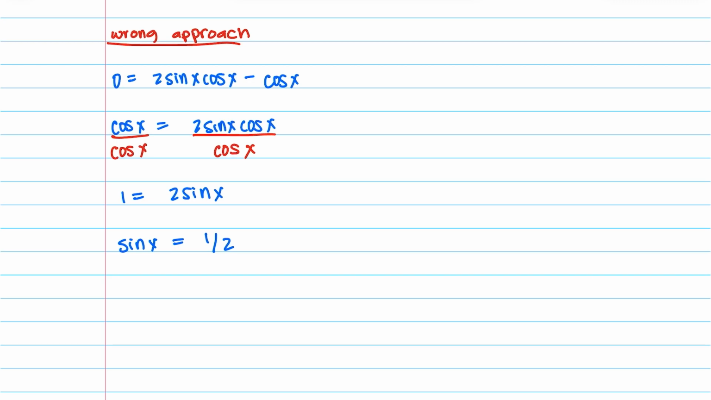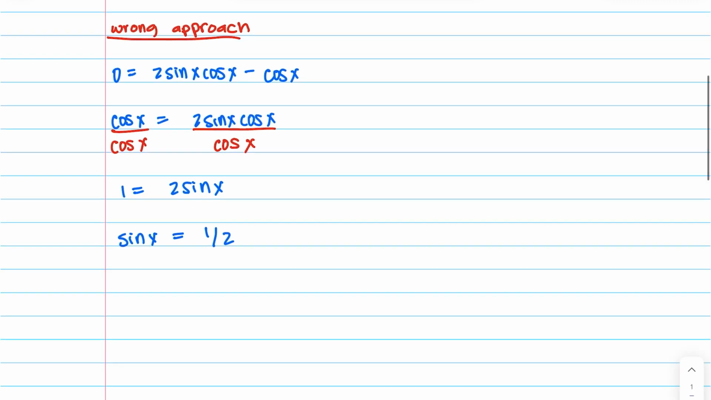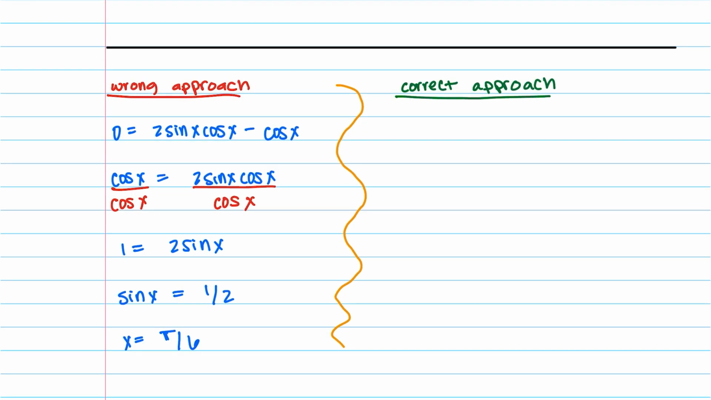And so on the unit circle, sine of x has a value of 1/2 at an angle of x is equal to pi over 6. But our approach to solving the equation in this way is an incomplete solution set. And you'll find out why in just a second. And so the correct approach to solving this type of equation is by means of factoring.